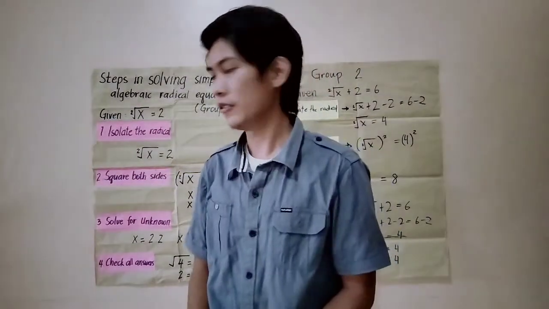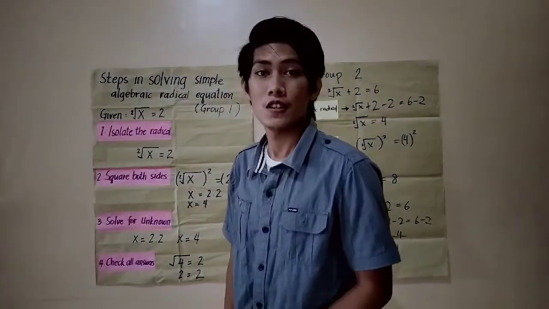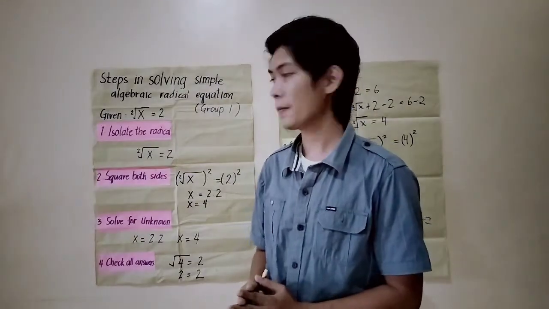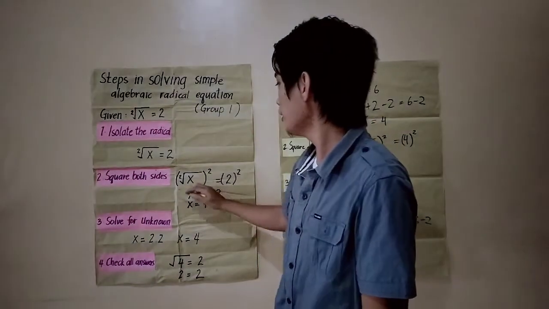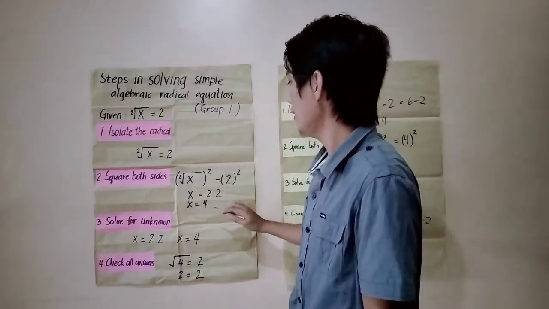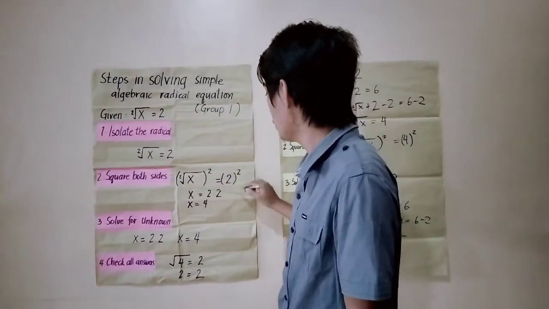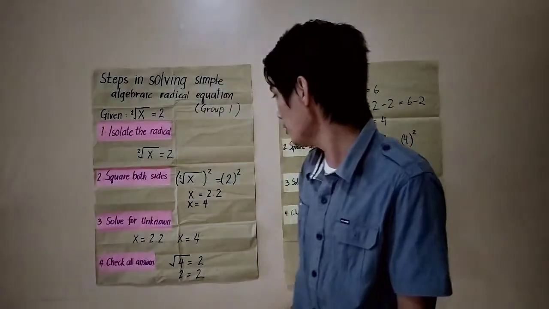So now let's check for their step 2. Square both sides. Were the group 1 able to square both sides? Yes, they were able. So square root of x squared equals 2 squared. So their step 2 is correct.